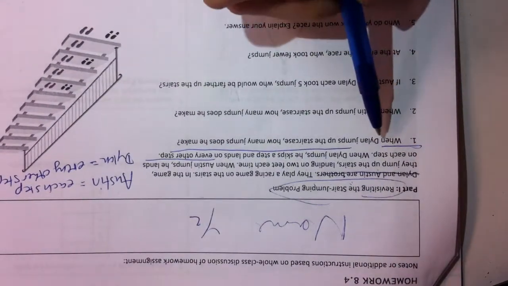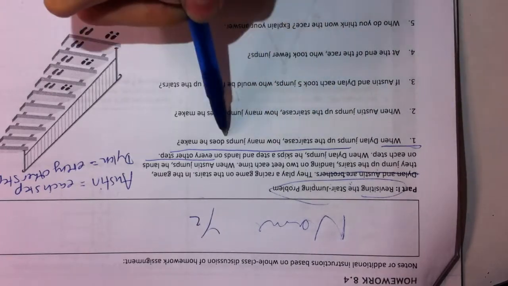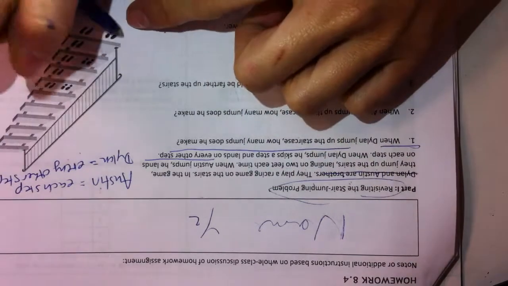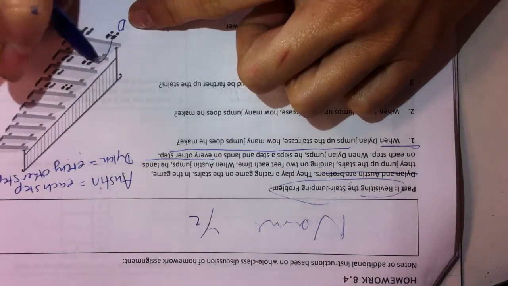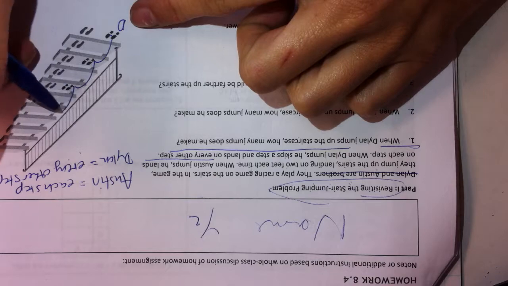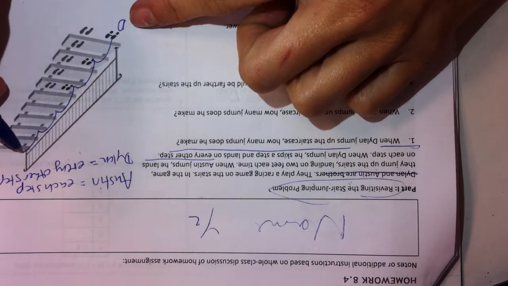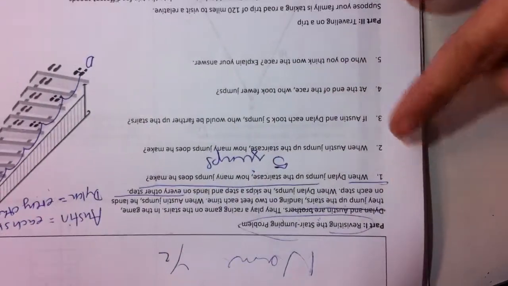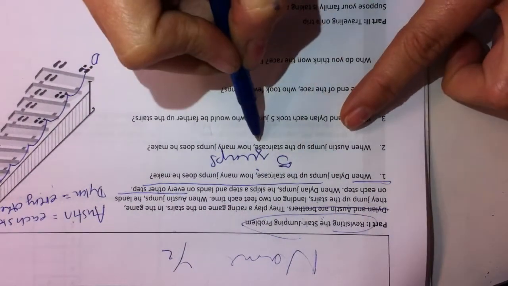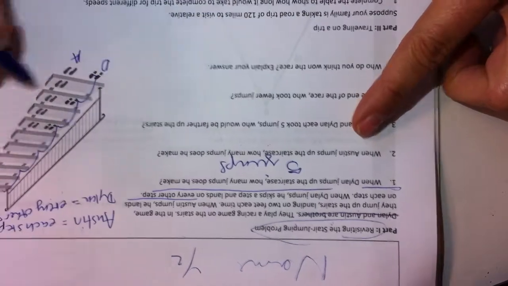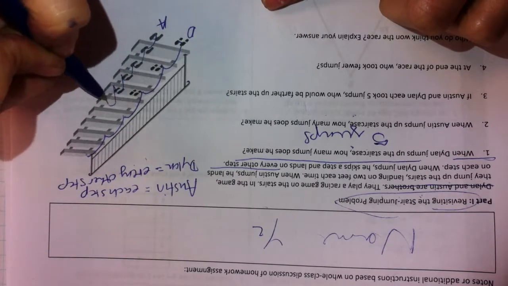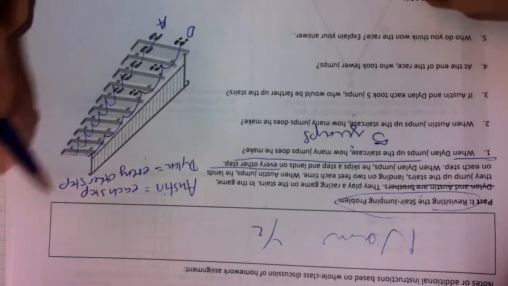Let's see what we got. When Dylan jumps up the staircase, how many jumps does he make? Well, Dylan does every other step. So this must be Dylan. So this is 1, 2, 3, 4, 5 jumps. All right, when Austin jumps up the staircase, how many jumps does he make? So this has to be Austin because it's every step. So 1, 2, 3, 4, 5, 6, 7, 8, 9, 10 jumps.